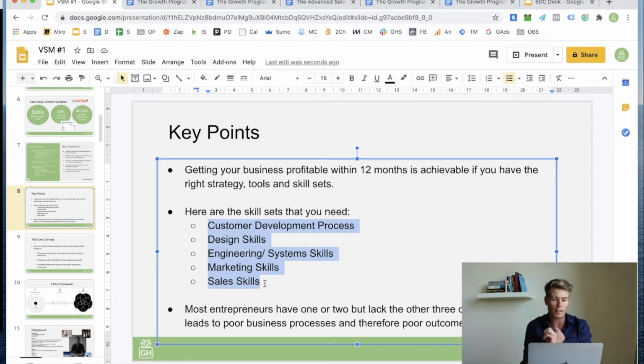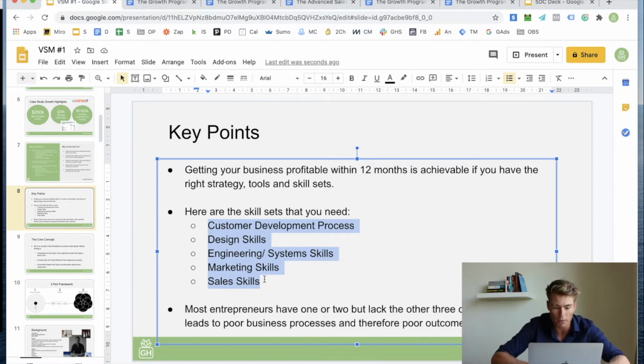So you need a really intricate understanding of the customer development process. You need design skills. You need either engineering or systems thinking skills. You need marketing skills, and you need sales skills. The reality is that very few people possess all of these skills, and it takes a number of years to master all of these different disciplines, and not something that many entrepreneurs have when they start out. As a result, they typically have 2, 3, or 4 areas that they are not strong in, and this results in poor business processes and therefore poor outcomes.